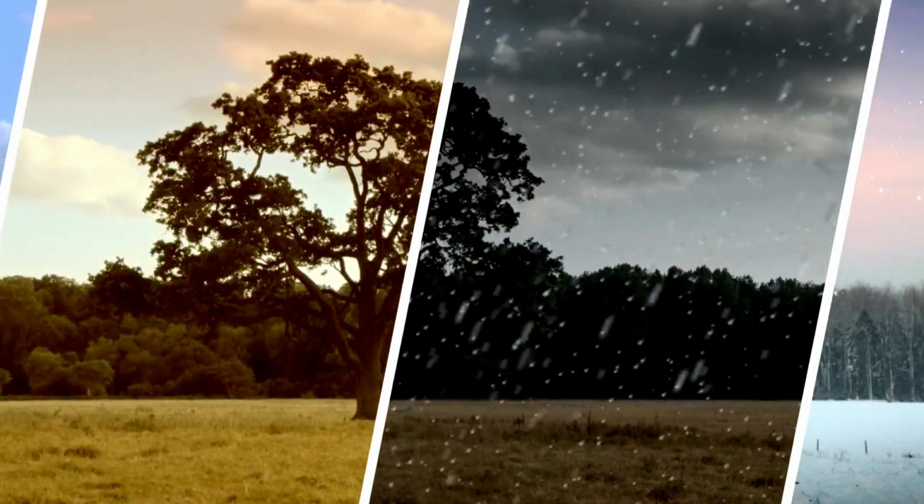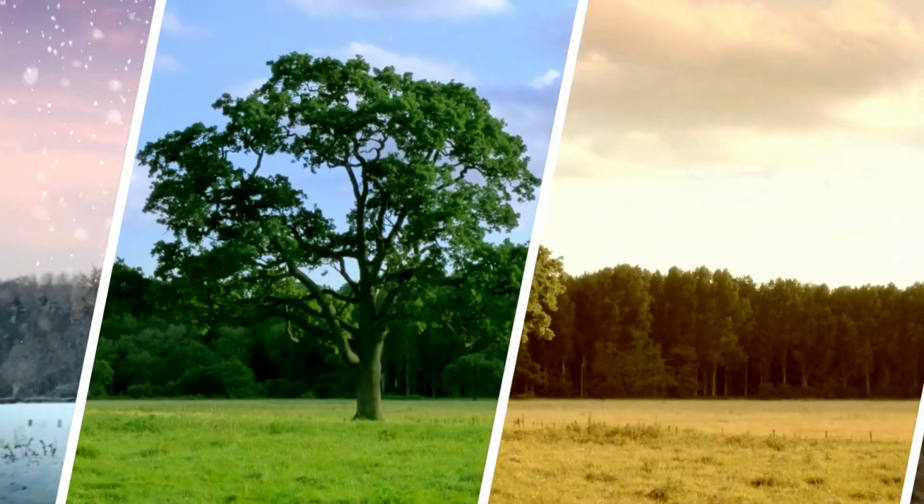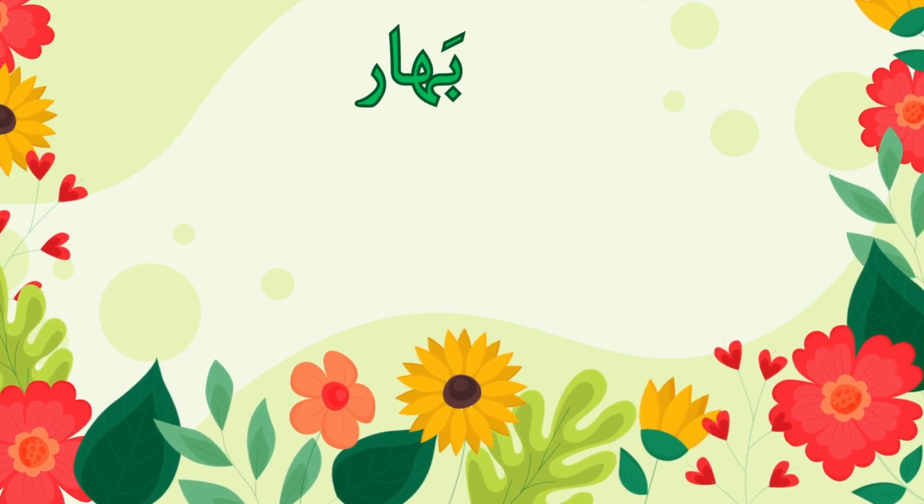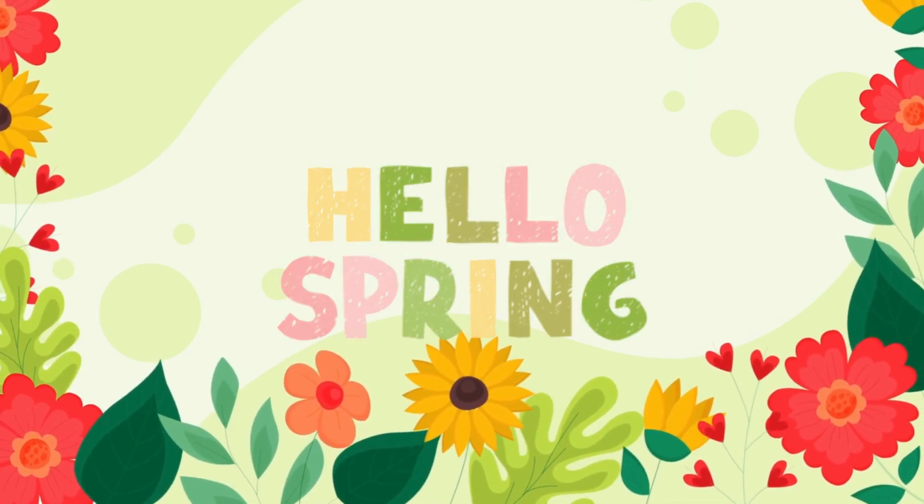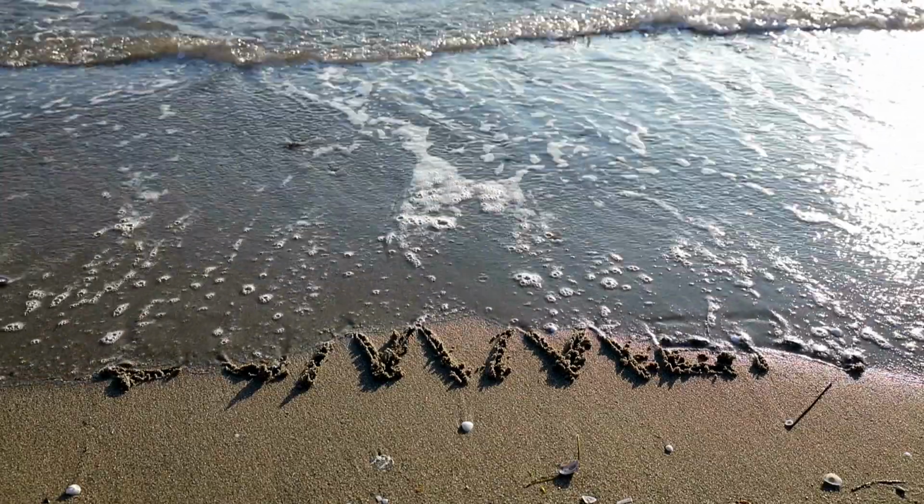So today I'm planning to teach you Persian seasons and months. Okay, let's get started. The first season is called Bahar. Bahar. Spring. Good. The next season is summer. So it is Tabestan. Again, Tabestan. Good.